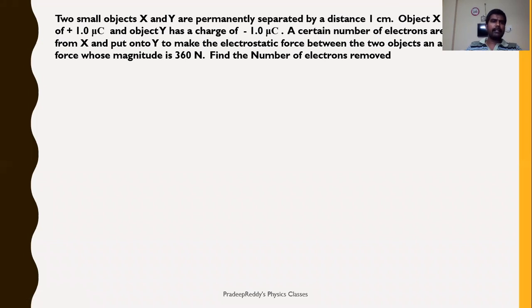Friends, in lecture 6.4, we have learned a few applications based on Coulomb's law. We will continue our discussion with problems based on Coulomb's law in this particular video session. As a part of that, let me solve this simple example.